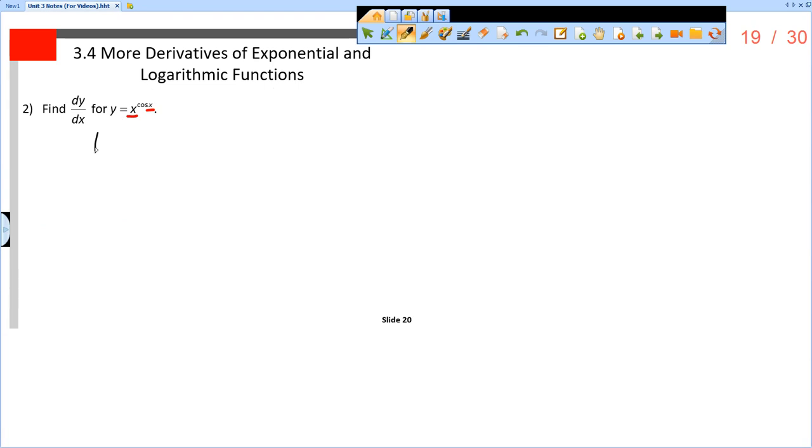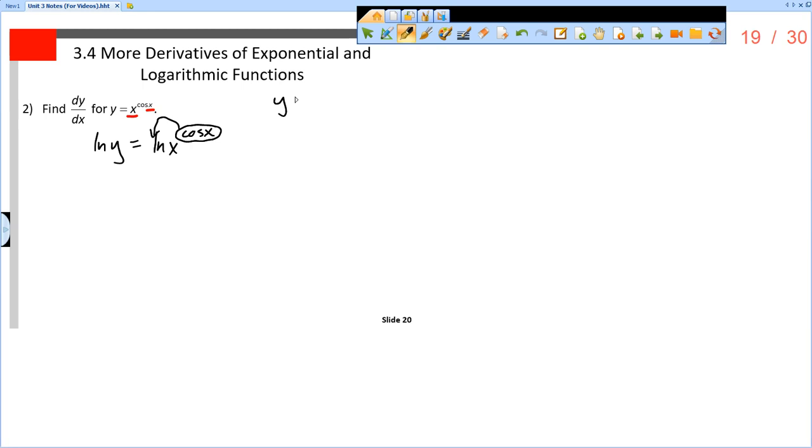All right, so first step is to take the natural log of both sides of the equation. So natural log of y equals the natural log of x to the cosine x. Next step is to use the property of exponents to bring it in front of the natural log. But remember, only if the cosine actually goes to everything inside of the natural log.